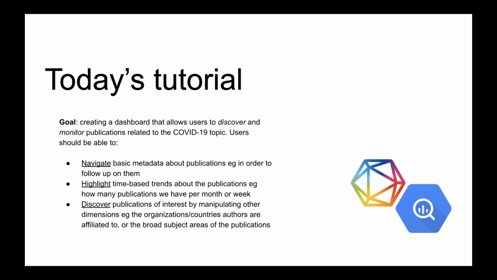And the end result will be a Data Studio dashboard that will allow users to navigate these different publications, look at the metadata, you know, things like title, DOI, the usual stuff. It would also allow users to highlight time-based trends about the publications. For example, how many publications we have every month or every week, and also discover publications of interest by manipulating other dimensions of the data. So for example, the organizations or the countries authors are affiliated to, or the subject areas of these publications.